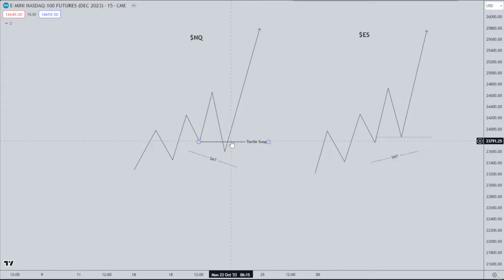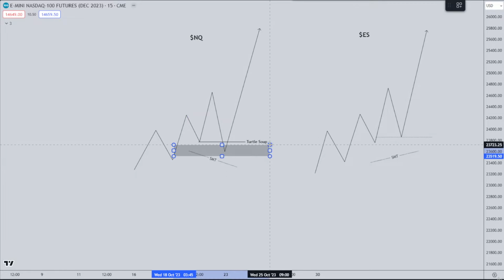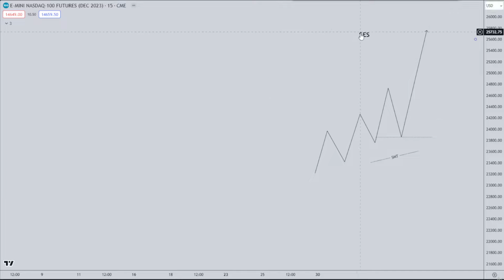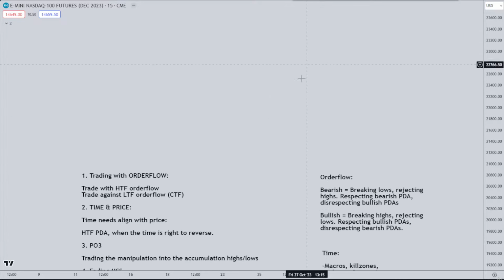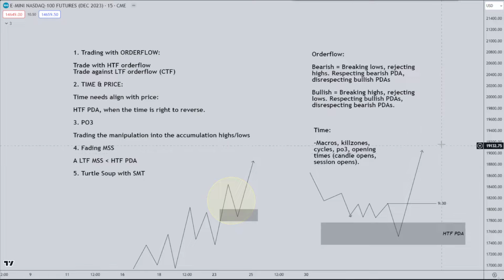Because typically, when they diverge, they don't diverge by much, but they diverge a little bit, right? By sweep, one takes the high, one takes the higher low, one doesn't. So if we're tapping into a rejection block on one of the pairs, but we sweep the low on the other pair, you can anticipate this to be a turtle soup. And if you have a higher time frame PDA below an opening price, time and price align, power of 3, whatever. If all of those align, then you have yourself a good turtle soup.